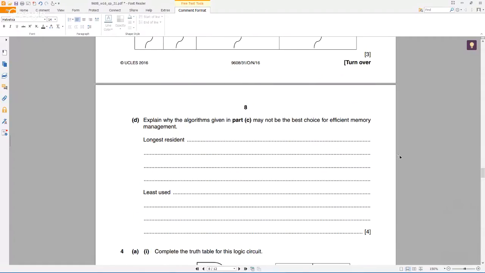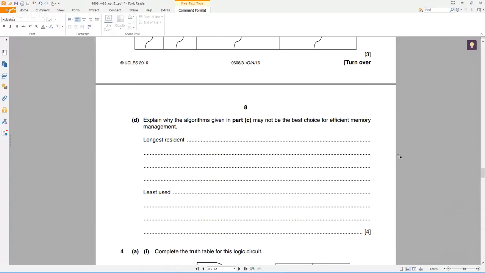So the first one is the longest resident, which means that if a page has been in memory for a long time, it will likely be replaced by this approach. But that might mean that the page is actually used a lot. It's always been there in the main memory. This means that it's been used since the launch of the program, and this might be some sort of static state that the program needs, and this is always used basically.